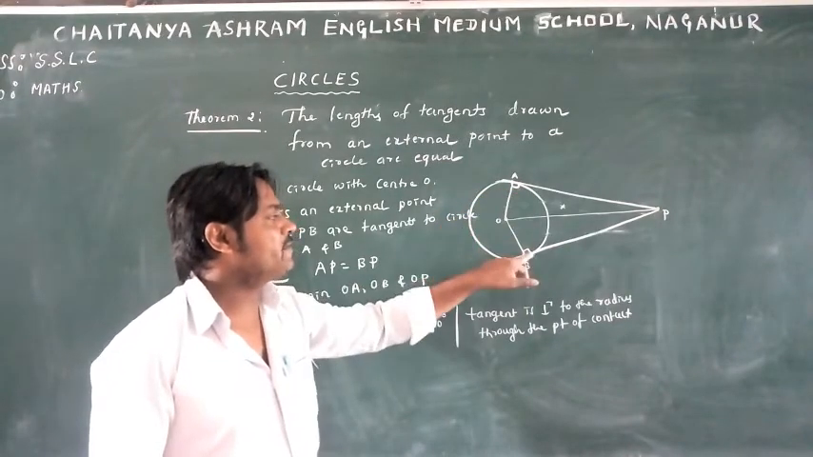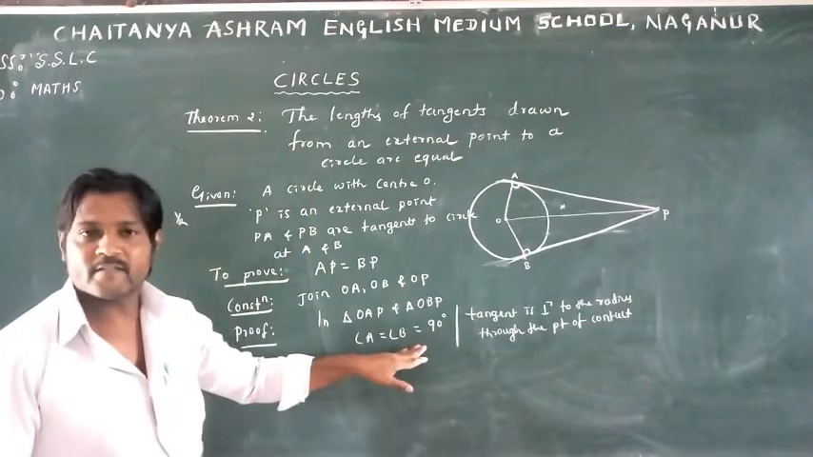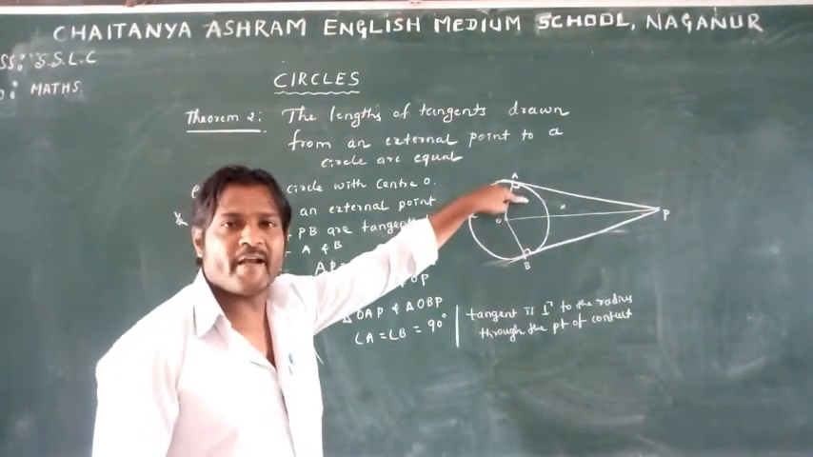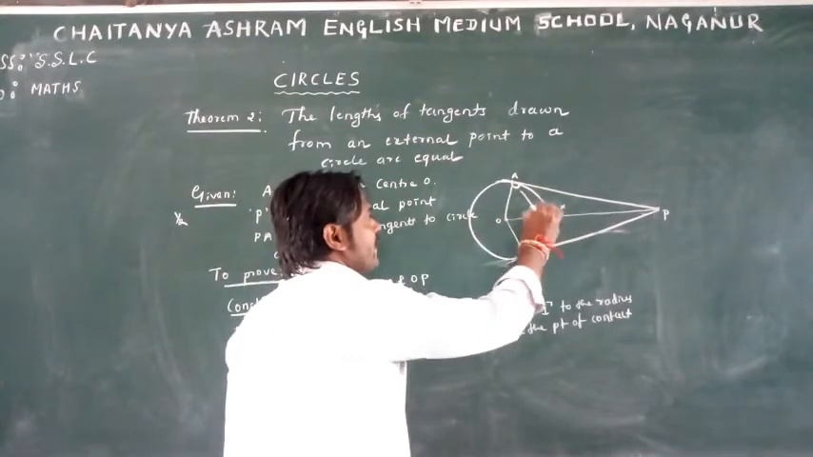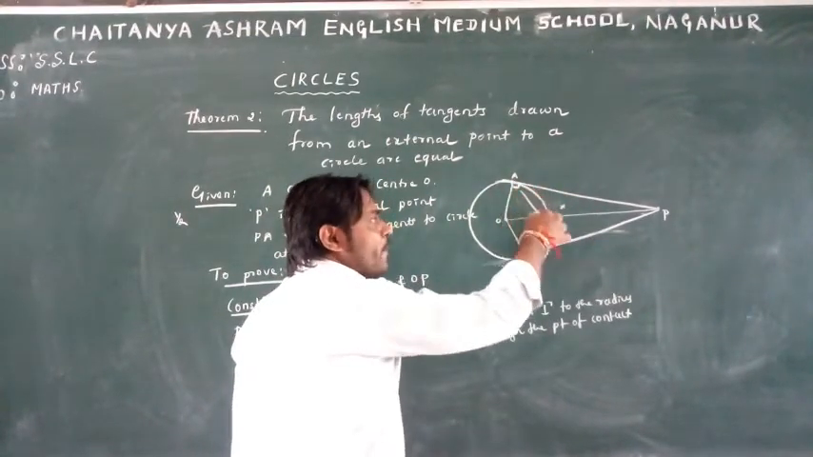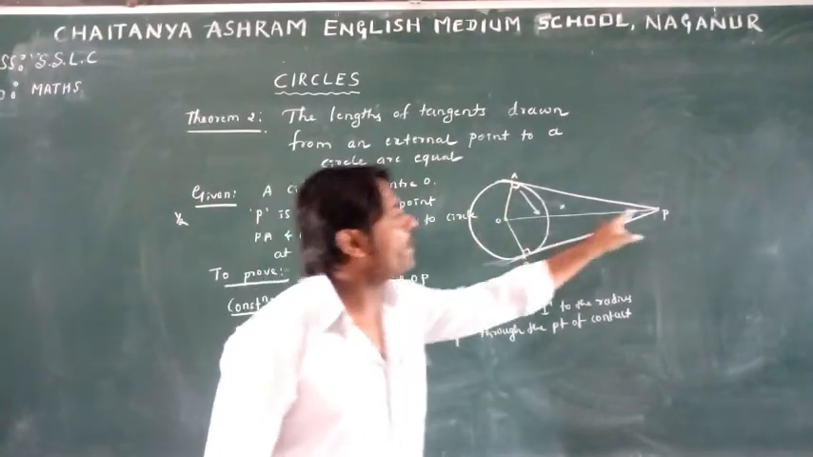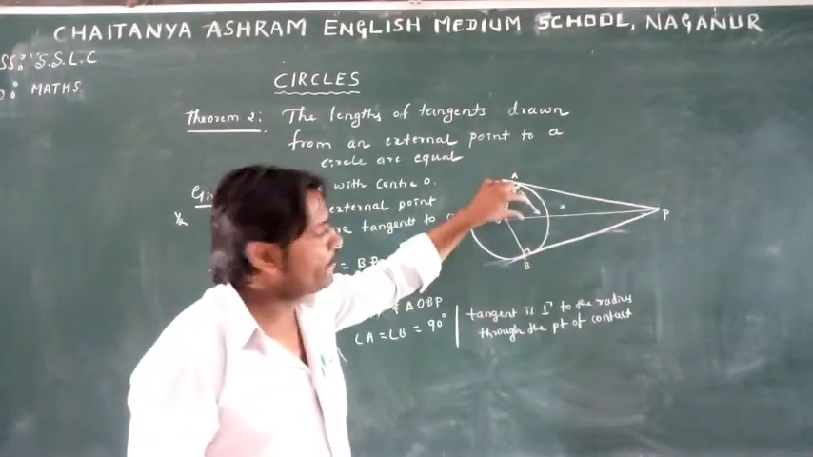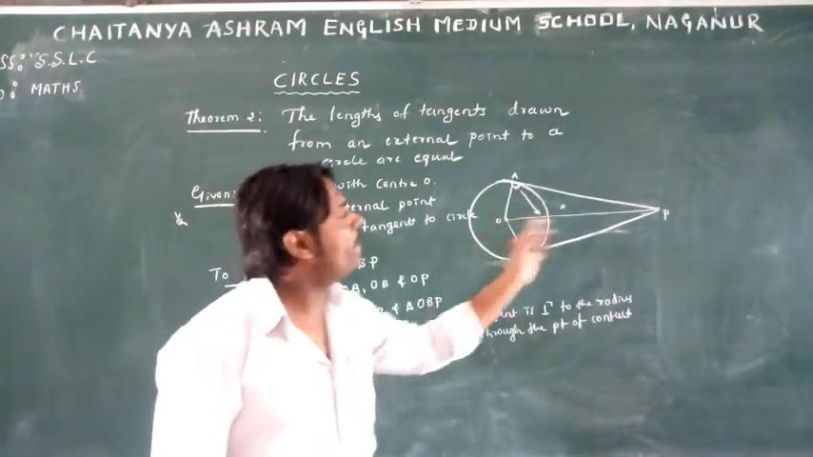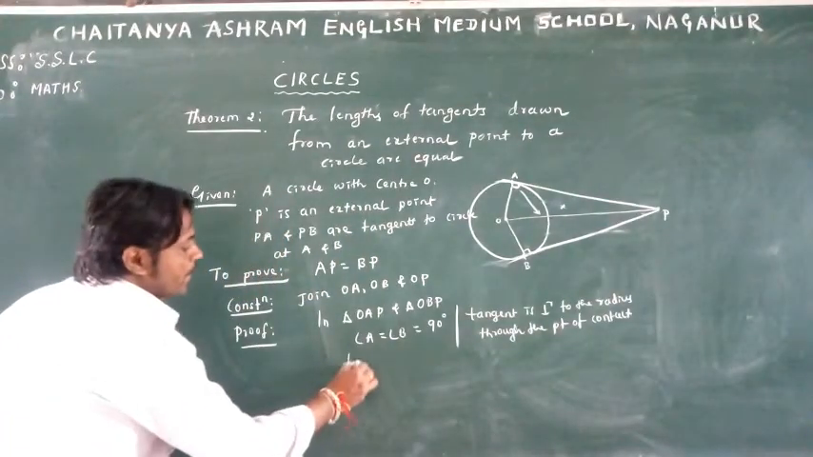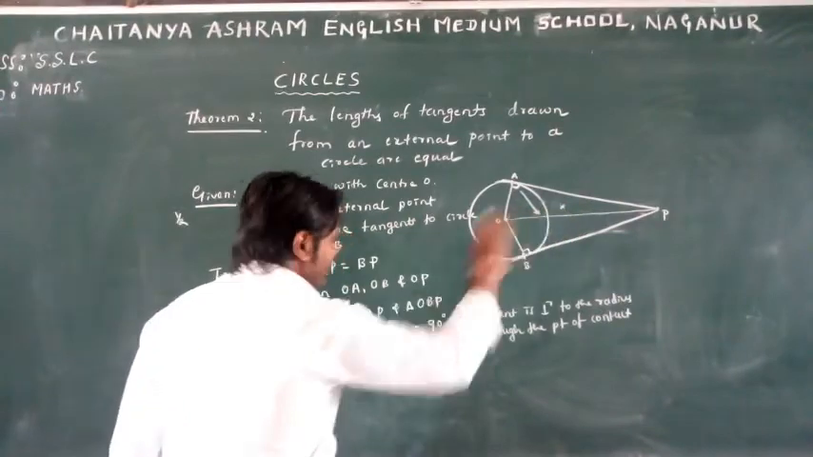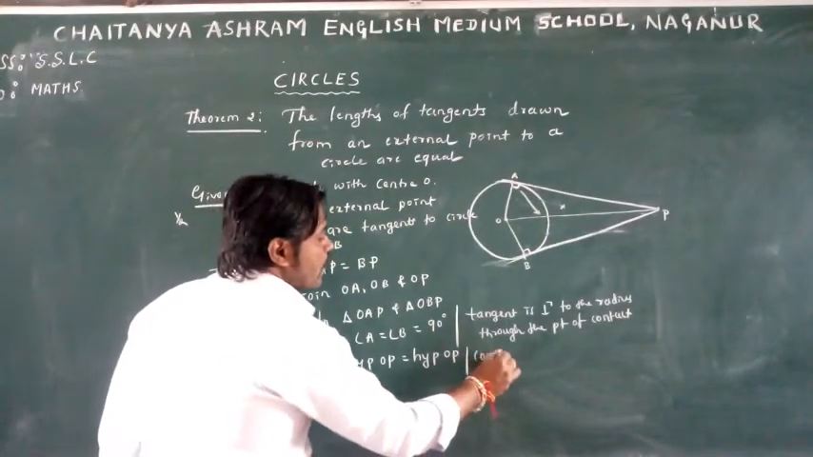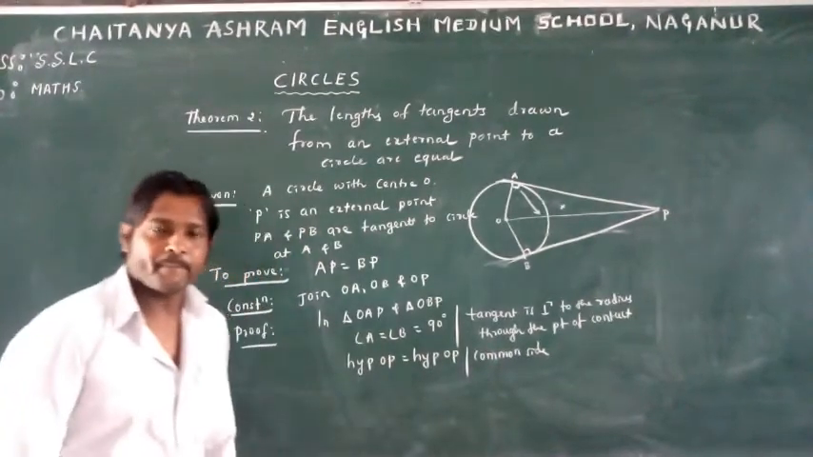We are comparing these two triangles. In this triangle, this is 90. In this triangle, this is 90. So this angle is equal to this angle, each 90 degrees, which means both are right angled triangles. So what is the hypotenuse of this right triangle? The side opposite to the right angle is the hypotenuse. So the hypotenuse of this right triangle is OP. What is the hypotenuse of the other right triangle? That is also OP. So the hypotenuses of both right triangles are equal because OP is a common side. Clear? Next.